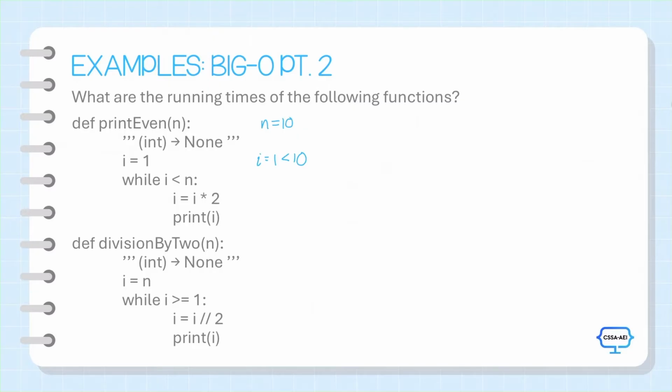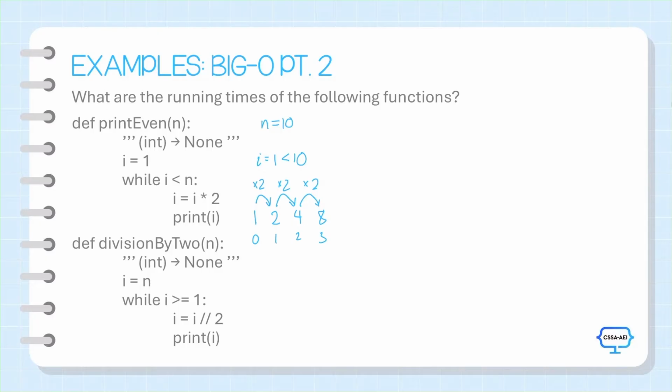So the first time around, when i is just 1, it's going to print 1, and then we're going to double it, and we're going to print 2, and then we're going to double it, and we're going to print 4, and then we're going to double it, and we're going to print 8. And then the next time we multiply by 2, we'd be at 16, and we would not be able to enter the loop again. So you can see that each time we're multiplying by 2. And this was iteration 0, 1, 2, 3.